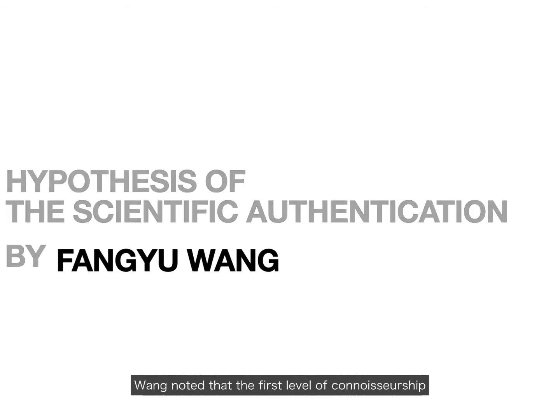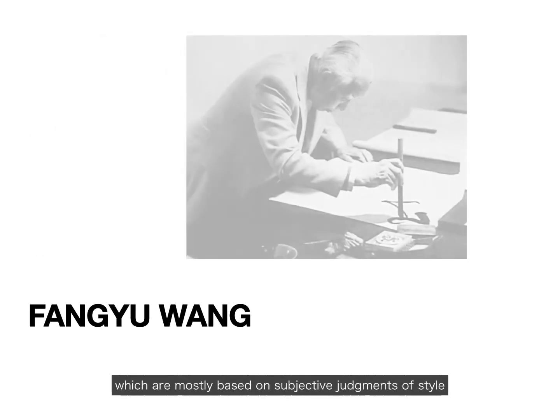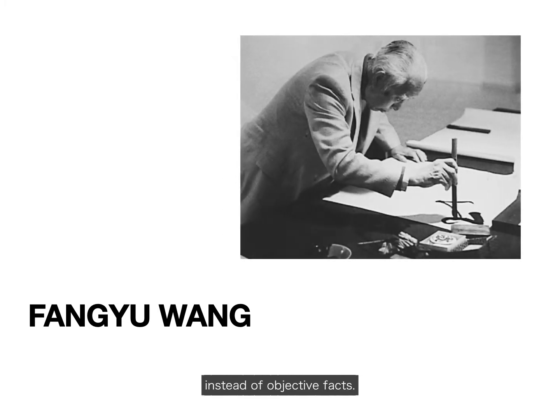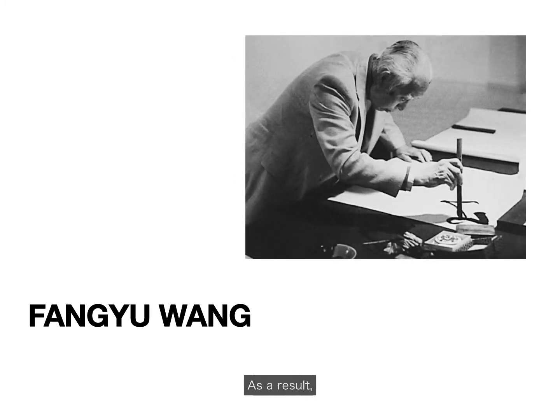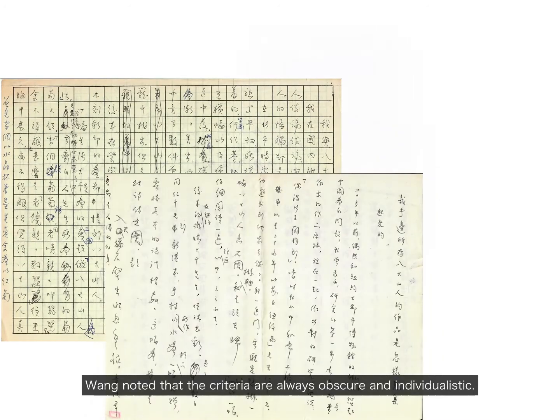Wang noted that the first level of connoisseurship could be achieved via traditional means, which are mostly based on subjective judgments of style instead of objective facts. As a result, Wang noted that the criteria are always obscure and individualistic.